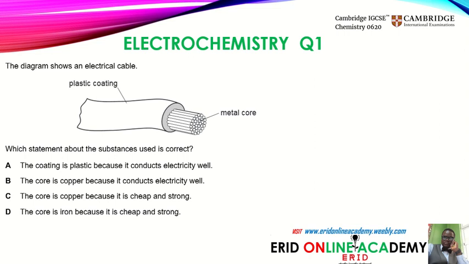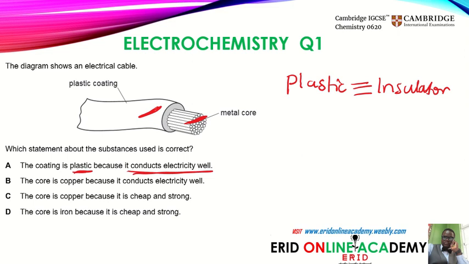A, the coating is plastic because it conducts electricity. The coating here, which is plastic, couldn't have been used to coat this metal core because it conducts electricity. The plastic is used here because it's an insulator. The plastic is basically an insulator, so it couldn't have been used to conduct electricity. So obviously this property of plastic with the use to which it was linked is wrong.